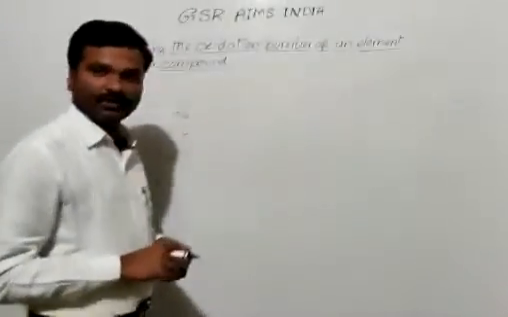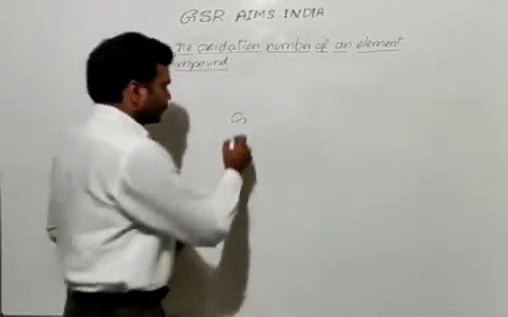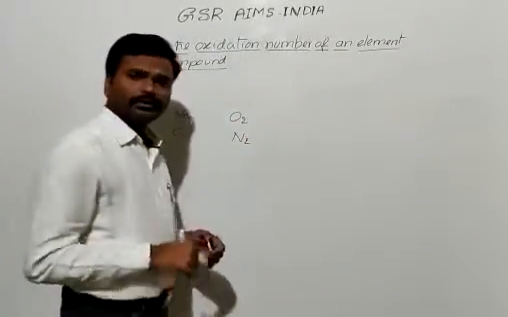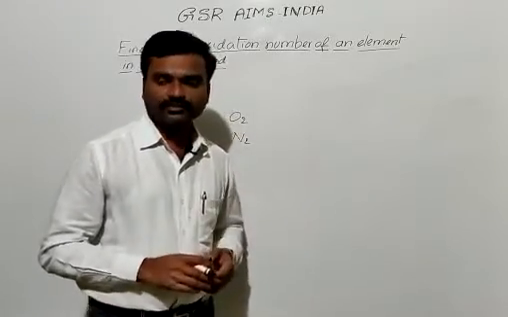Even some elementary molecules, for example, oxygen, nitrogen. In this form, elements in the molecular state also have oxidation number 0.